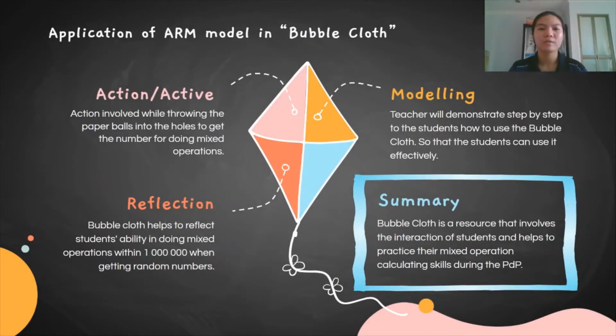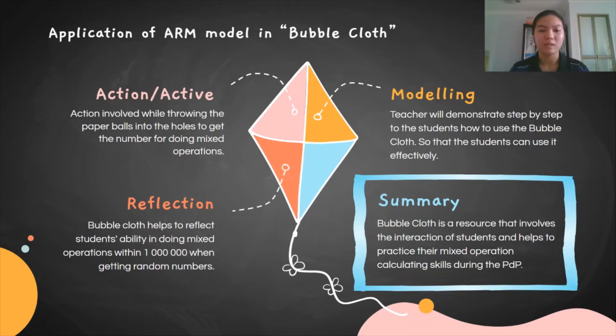So, how is the ARM model applied in the resource bubble cloth? For the first principle, which is action or active, the action involved is throwing the paper ball into the holes to get the number for doing mixed operation. So students will be active in using this resource to get the number and then do the mixed operation.